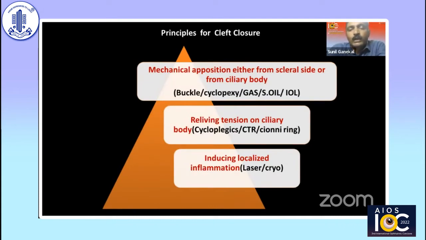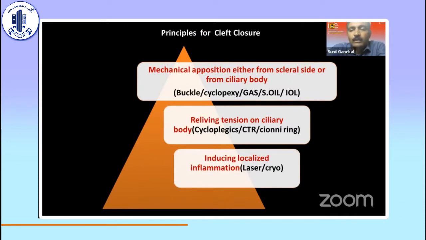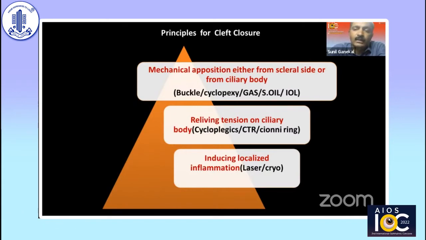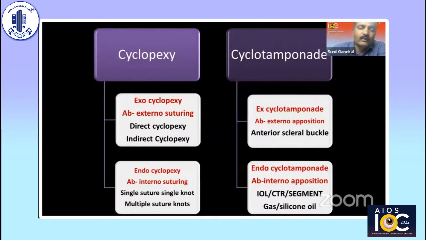One is you should bring about a mechanical apposition, either from the scleral side or from the ciliary body side. That can be done using a buckle, or cyclopexy using sutures, or vitrectomy along with gas and silicone oil. Or sometimes, if you are combining with a phaco, you can place the IOL in the sulcus and bring about closure of the cleft. Another maneuver, especially in small clefts, is relieving the tension on the ciliary body using cycloplegic drops, or using a CTR, one can bring about closure of the clefts. In very small clefts, one can consider either laser, argon or diode, or cryotherapy.